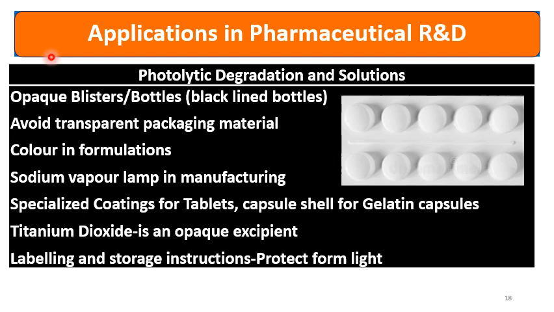Then sodium vapor lamps are used in the manufacturing area till the final packaging. Starting from the dispensing to the packaging, we should use sodium vapor lamps. Then specialized coating for tablets and capsule shells for gelatin capsules can be used. Generally, titanium dioxide is kept as an opaquant excipient in the capsule shells and the film coating when there is a problem of photolytic degradation.